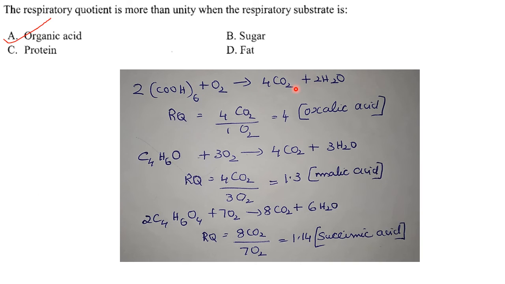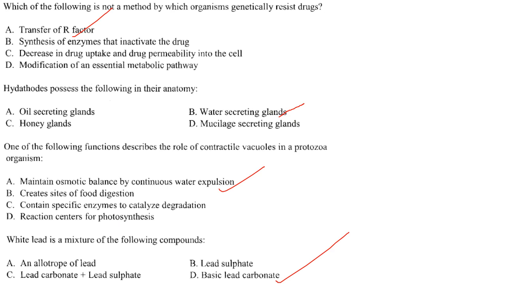This is oxalic acid, and you get the respiratory quotient of 4, that is 4 carbon dioxide divided by 1 oxygen, so you get 4. That value is more than unity. Then if you use malic acid, you will get 4 carbon dioxide divided by 3 oxygen, it is 1.3, that is also greater than 1. And if you use succinic acid, then also you will get a respiratory quotient value of 1.14. So the respiratory quotient is more than unity, even when the respiratory substrate is organic acid. Answer is option A.